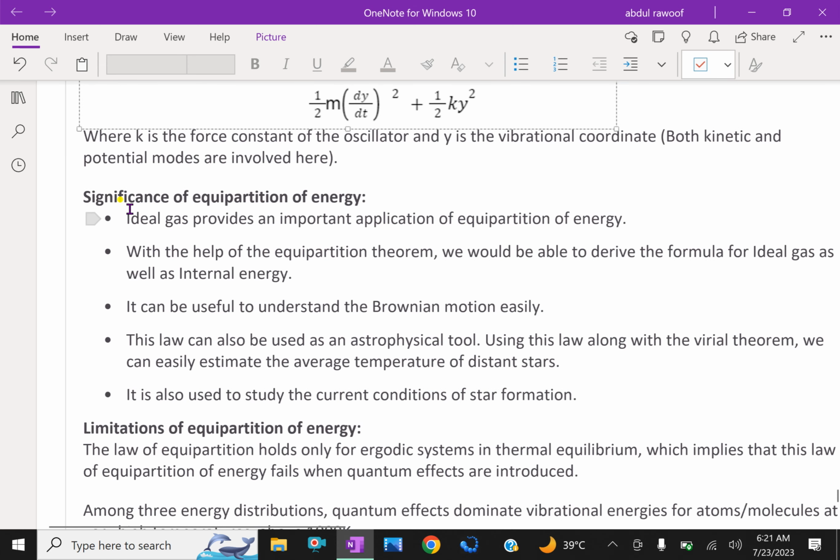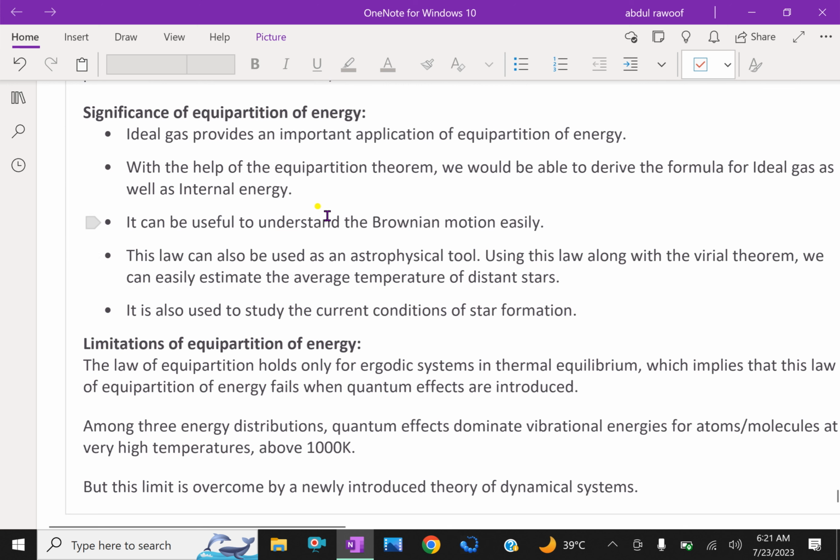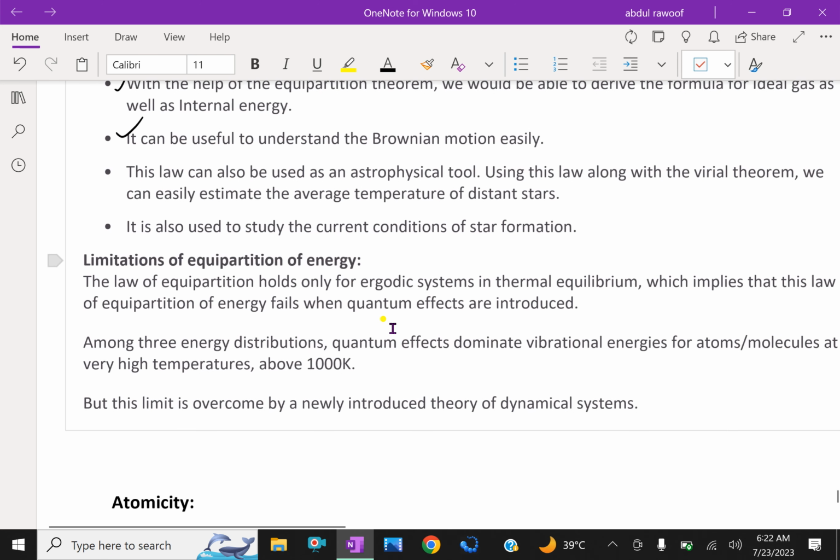Now we'll discuss the significance of equipartition of energy. There is much significance in equipartition of energy. The ideal gas provides an important application of equipartition of energy. With the help of the equipartition theorem, we would be able to derive the formula for the ideal gas as well as internal energy. It can be useful to understand Brownian motion easily. This law can also be used as an astrophysical tool. Using this law along with the virial theorem, we can easily estimate the average temperature of distant stars. It is also used to study the current conditions of star formation.